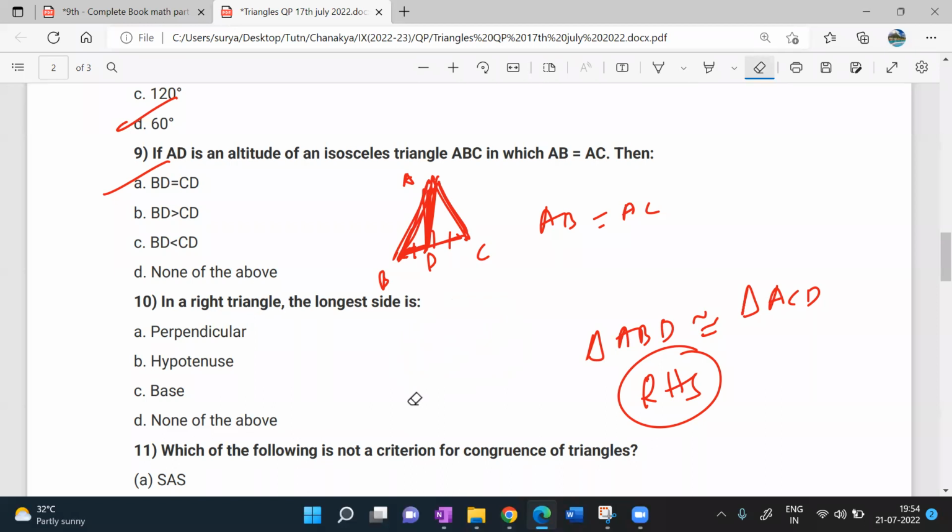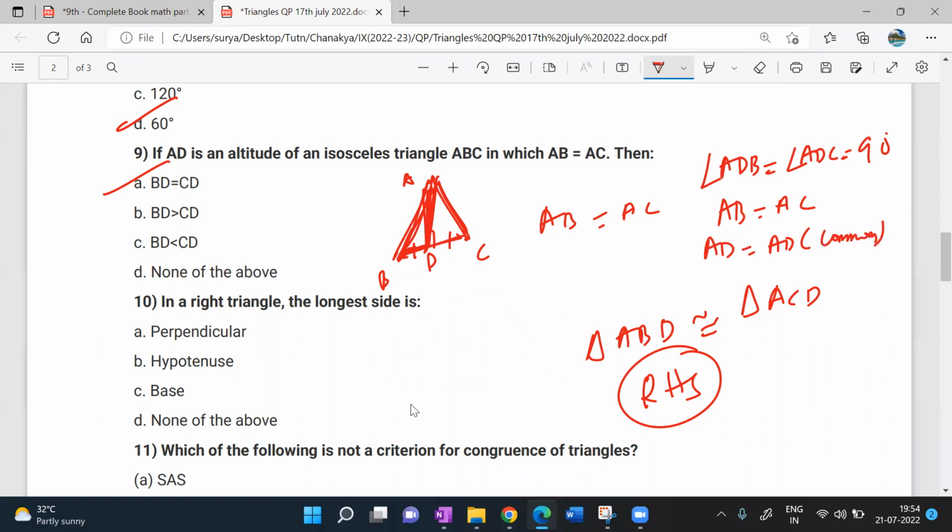Sir, but there's a common side, right? Look at it, I'll tell you. Here angle ADB is equal to angle ADC, 90 degrees. AB and AC both are equal, the hypotenuse. AD is the common side. Now can I say this triangle, look at this blue color triangle, is equal to this triangle by RHS? Both are equal or not? Yes, sir. So can I say now this?